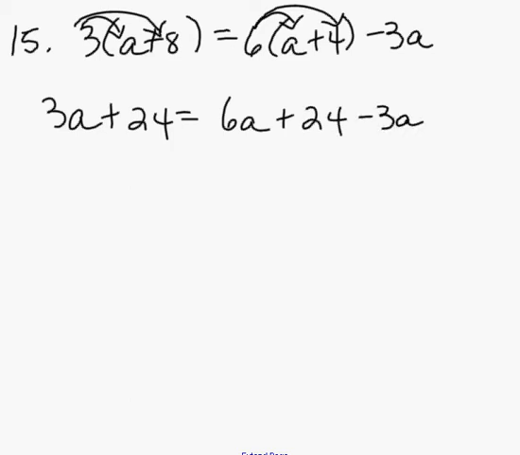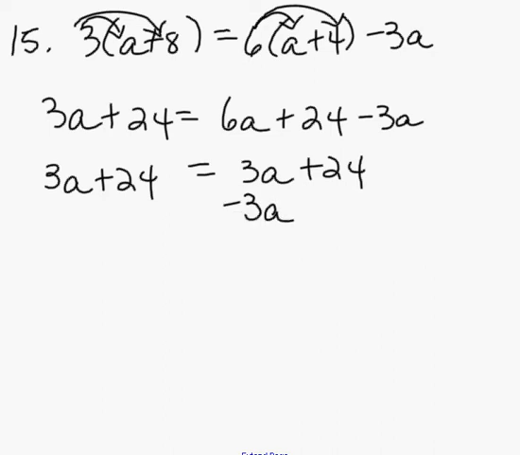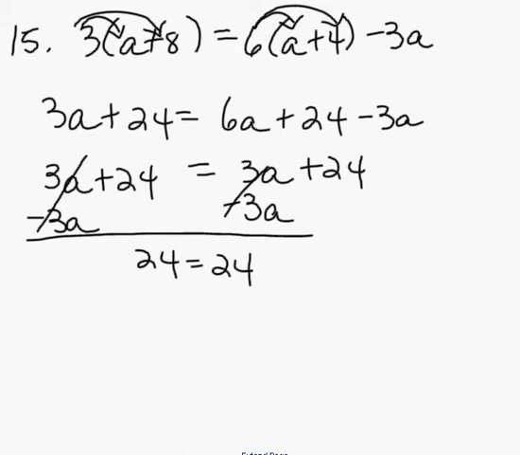So now on the right-hand side, obviously I have like terms that need to be collected. 6a minus 3a is 3a plus 24. On the left-hand side, I still have 3a plus 24. Now if you recognize right here that both sides are the same, you know that this problem is an identity, but we'll pretend we didn't recognize that, and that means we would move the 3a over. So I'm subtracting it from both sides, and it canceled on both sides, which left me 24 equals 24. That means the type of problem this is an identity.